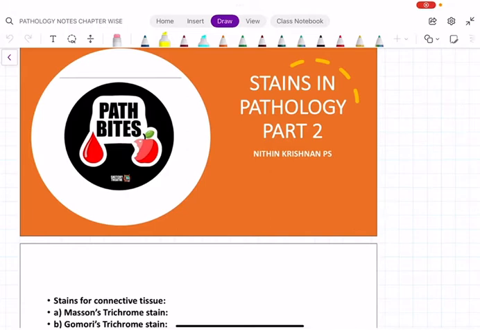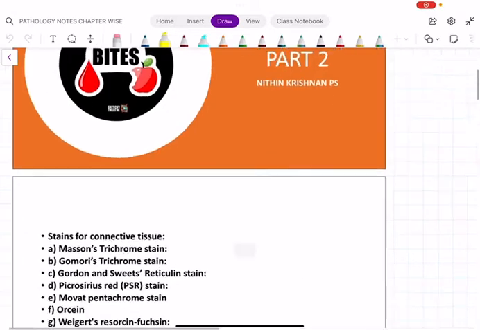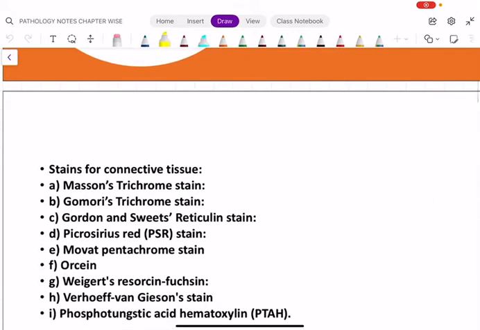Then for fat, we have oil red O and Sudan black B. For calcium, we have von Kossa. Von Kossa is most commonly used, whereas what is the most specific stain for calcium? It is alizarin red. Okay, coming to part 2, stains in pathology. Here we are going to concentrate on the stains for connective tissue. We have collagen, muscles, elastin, reticular fibers, myelin, elastic fibers, and cartilage. All those we are going to discuss in this session.